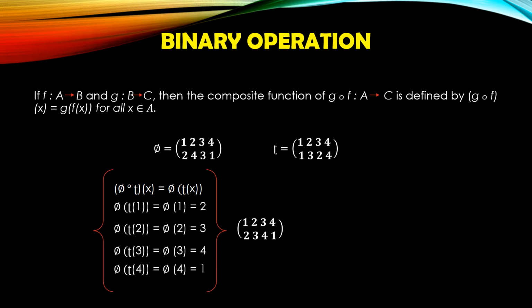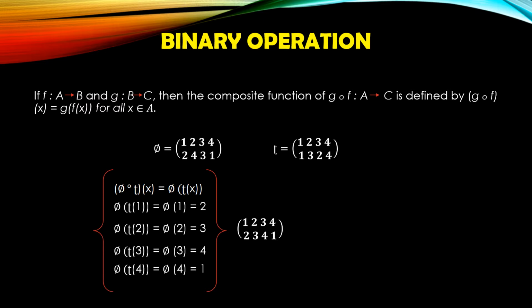So let's have the composition of phi and tau. We can read this as phi composed with tau acting on an element x, where x is something in the set A. So probably it will be 1, 2, 3, and 4, equal to phi of tau of x. So we have here phi composed with tau of 1 is equal to phi of 1 is equal to 2.